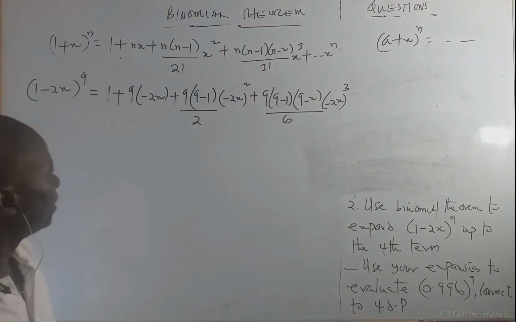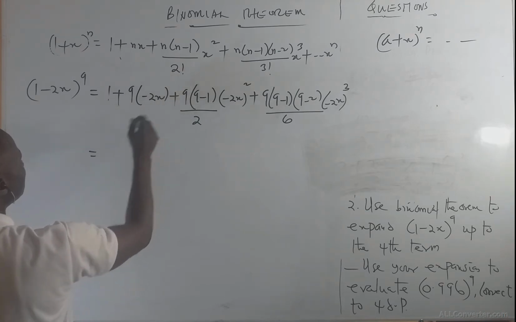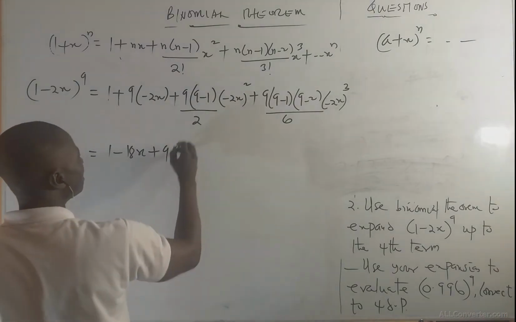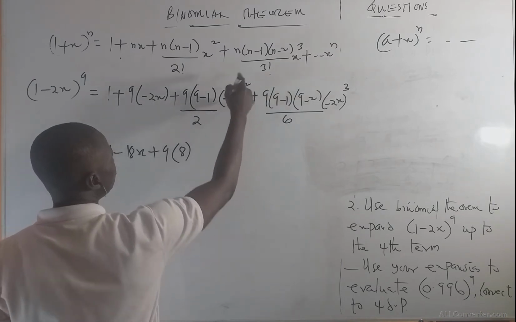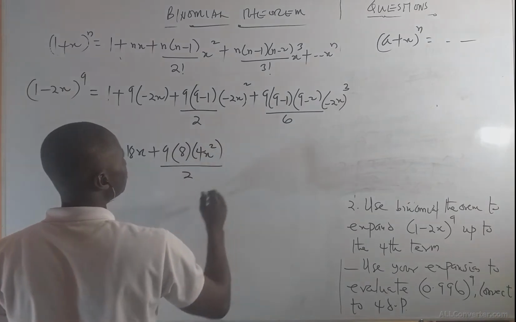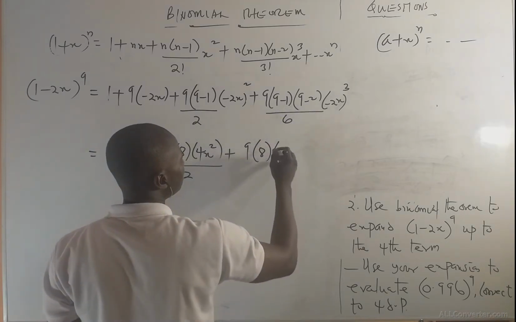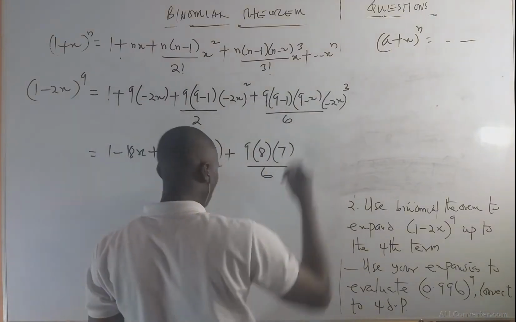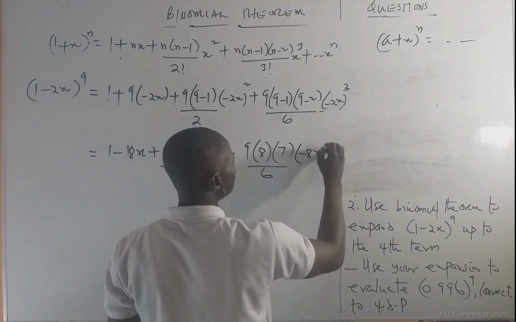Now, with this, we'll simplify. 9 times -2x will be -18x. So this will be 1 - 18x, then plus 9, 9 - 1 will be 8 here. Then (-2x) all squared, so it's (-2)^2, that will give us 4. So we are going to have 4x^2 in bracket here, all divided by 2, plus 9 here, 9 - 1 is 8, 9 - 2 is 7, then we have all divided by 6. Then (-2x) all cubed will be (-2)^3, that is -8. So it's -8x^3 over here.